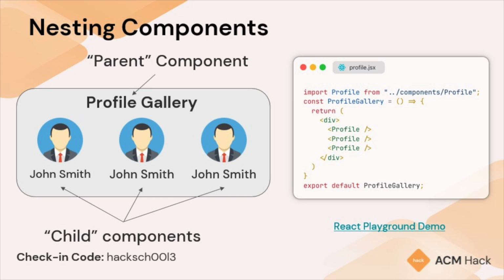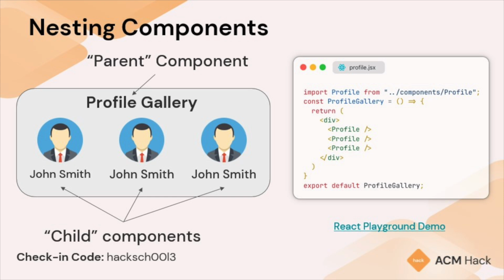So we can think of the profile gallery as this parent component, and then the child components are all the little components within it. So you can see how I'm importing profile from a components folder, and I'm able to use it just like an HTML tag, where you do profile and then use the end bracket. And you can see I added a link to the React Playground demo where you can mess around with it if you like. You can see here in the app.jsx page, this is the main page that we're using. And I imported the profile gallery here, and then I just use it like a regular HTML component.